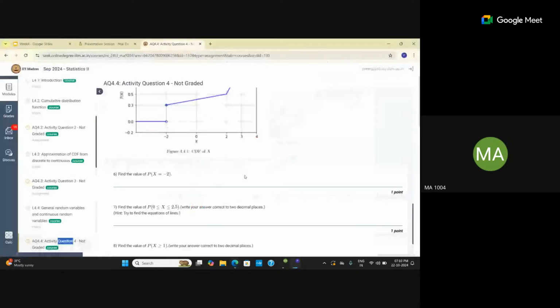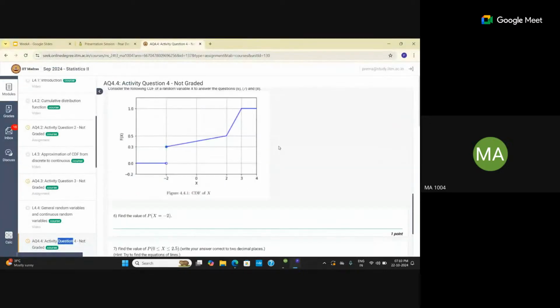Here in the question, 2.5 will lie in this interval, 2 to 3, right? The CDF is defined by this line, the line between 2 to 3. In this interval, the value of CDF is defined by this equation, by this line. So we have to find the equation of this line.